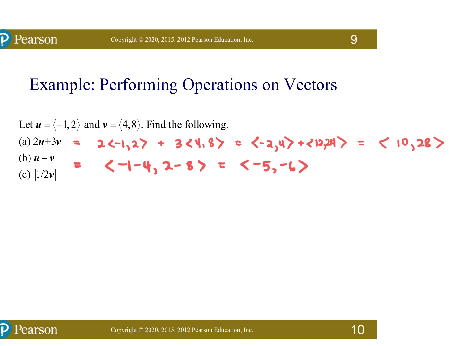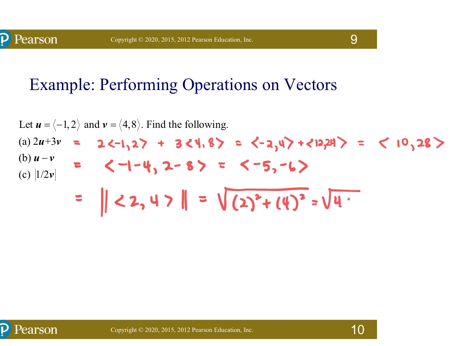Now C is a magnitude question. So we first have to find half of vector v. And so half of vector v would be 2, 4. So there's the half part, and then we find the magnitude: 2 squared plus 4 squared. So we're looking at 4 plus 16, so the square root of 20. So that's a magnitude of 2 root 5.